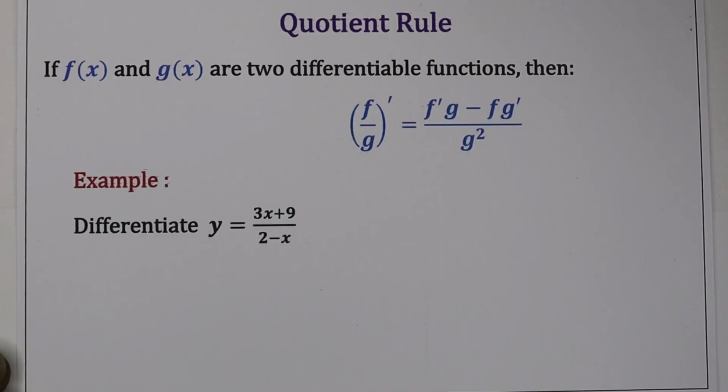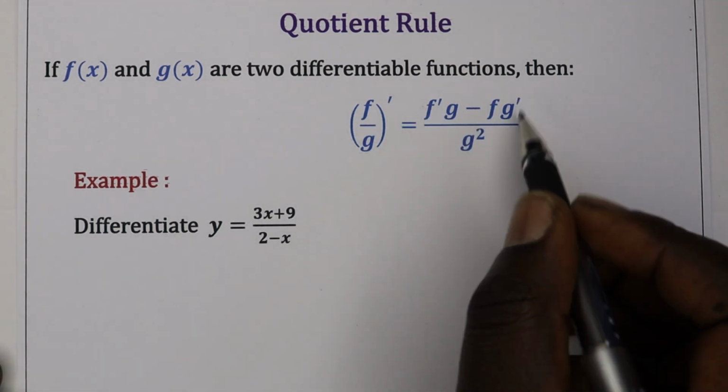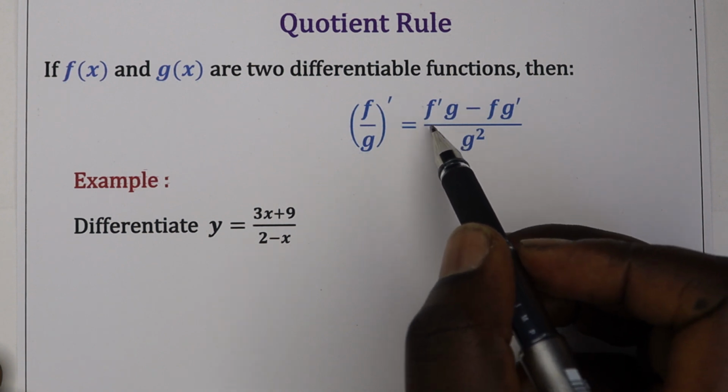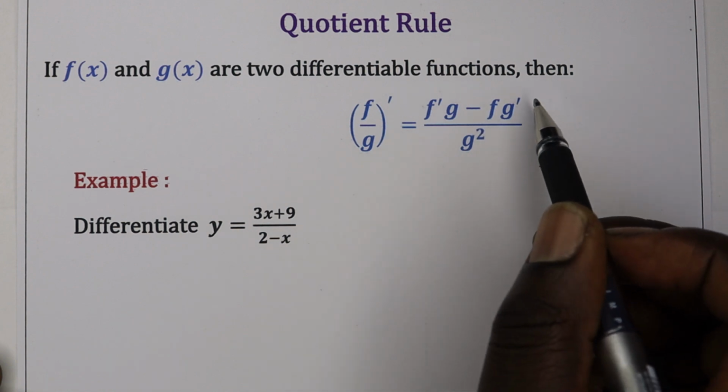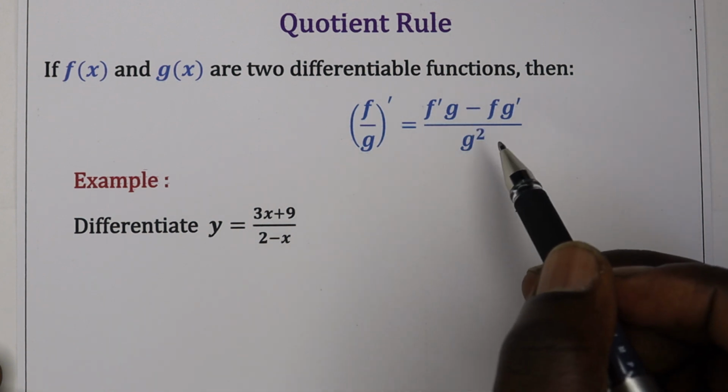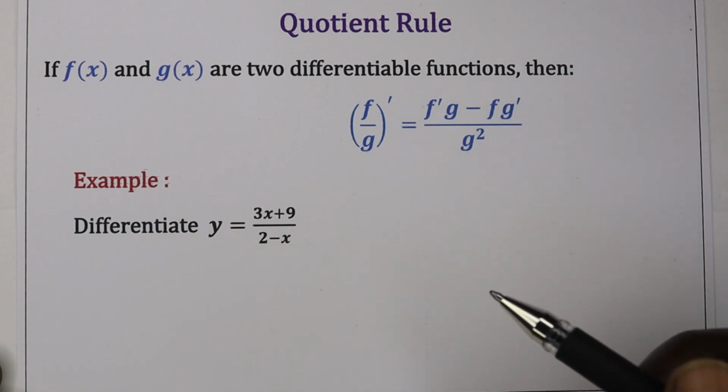So there's another rule called the quotient rule. You apply this rule if you are dealing with a fraction or a quotient of two functions. So if the two functions, f of x and g of x, are both differentiable, that is, each of them has a derivative, then if you want to get the derivative of their quotient, you'll use this formula where you take the derivative of the first function, multiply by the second function, and you subtract the first function times the derivative of the second function, divided by the square of the second function.